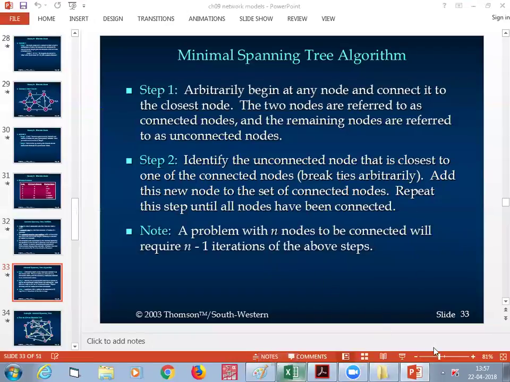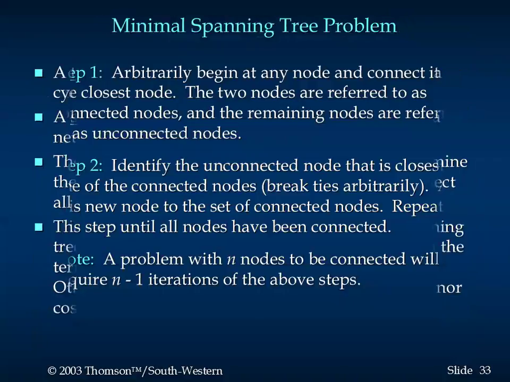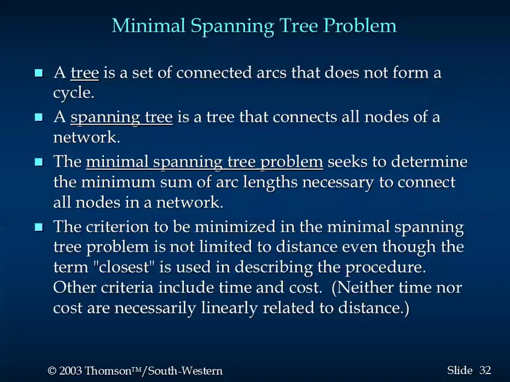A minimum spanning tree. Okay, so minimum spanning tree is what we talk about. A tree basically is a set of connected arcs that does not form a cycle. It's a connected acyclic graph. A tree is a connected acyclic graph. So it's connected. That means every node is connected to every other node, but it has no cycles. A spanning tree is a tree that connects all nodes of a network.